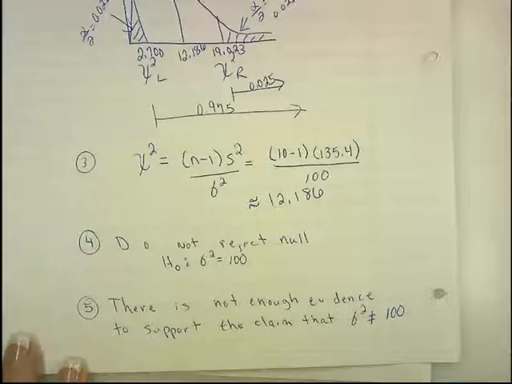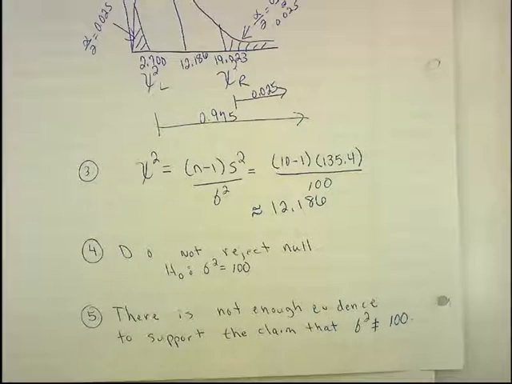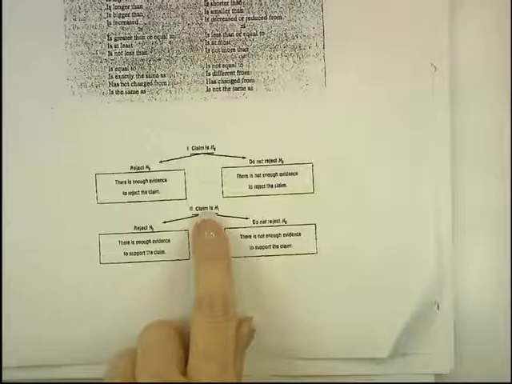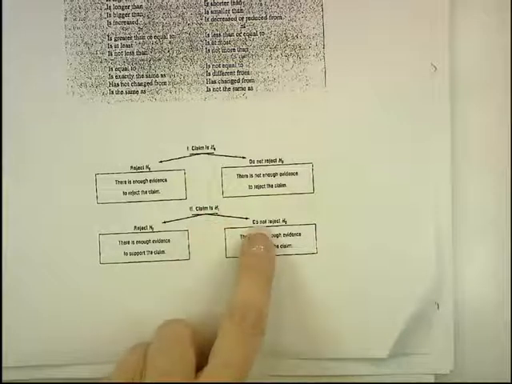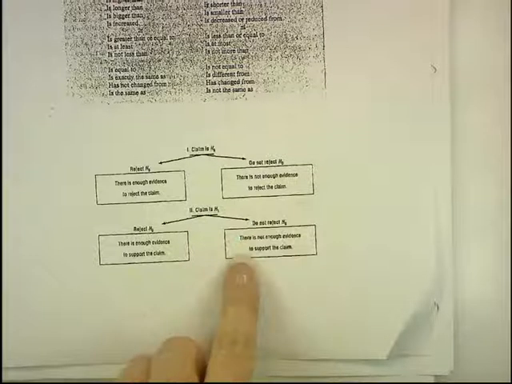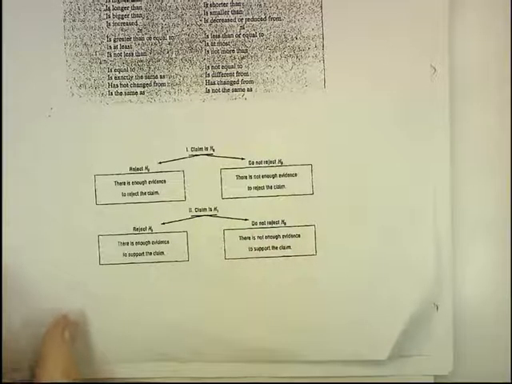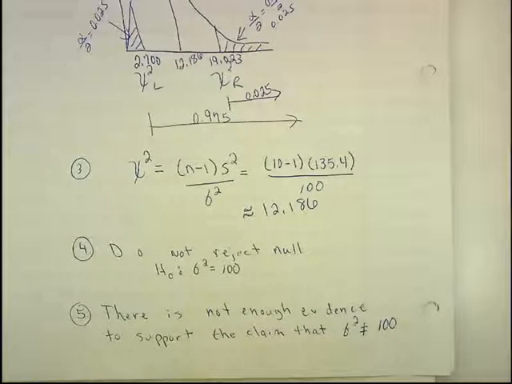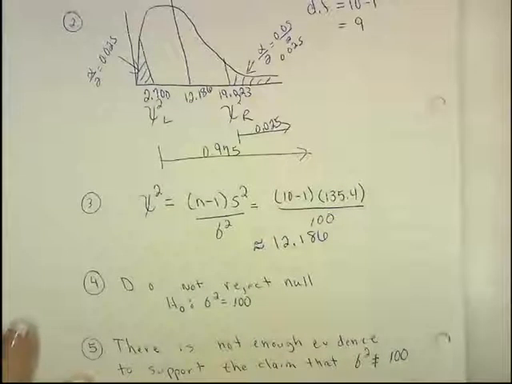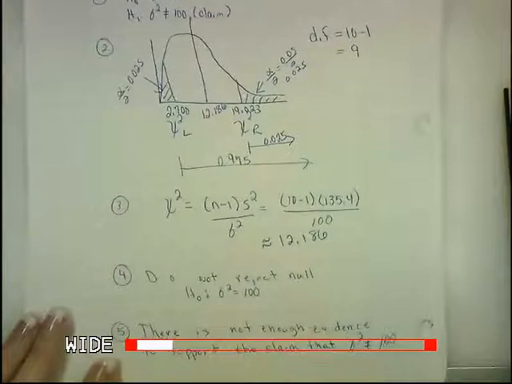There's your summary. And to see that in the diagram, in this case, our claim was the alternative, differs from 100. Do not reject the null that says it equals 100. Therefore, there's not enough evidence to support the claim that says it differs from 100. So we're here in the diagram. And that sums up the traditional method here for a two-tailed chi-square test.